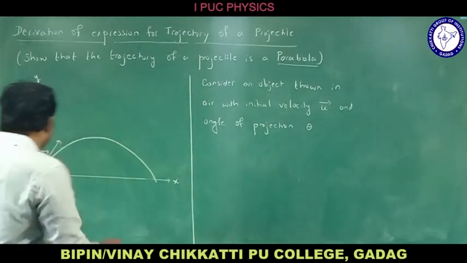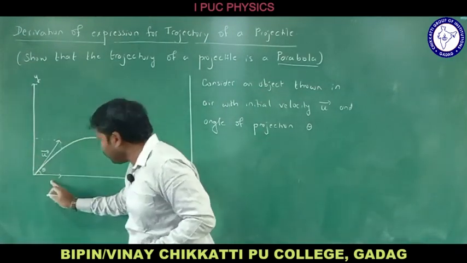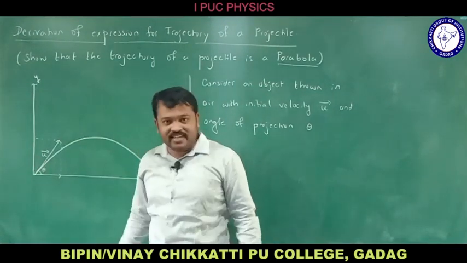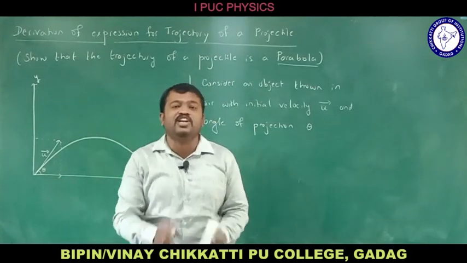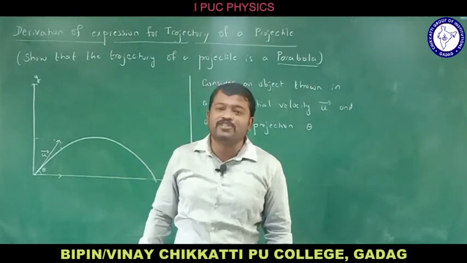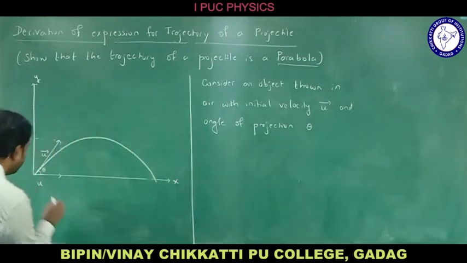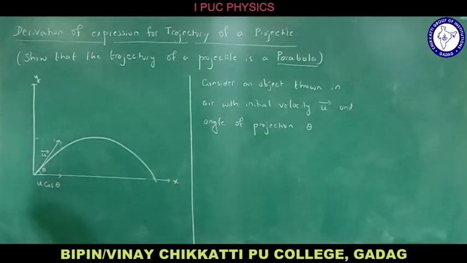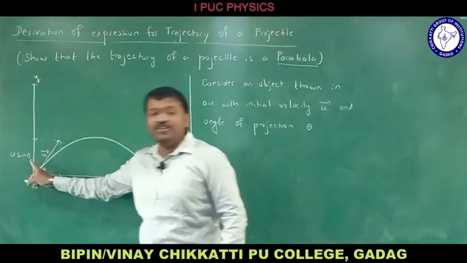Let me split this vector. This vector is split like this. What is the component of u along the x-axis? This is which angle here? Theta. This side becomes which side here? Adjacent side. If it is the adjacent side, which ratio do you need to take? Cos theta. As it is u, I take it as u cos theta. If it is u cos theta, what will this be? This will be u sin theta. This thing you need to understand, right? This will be u cos theta and this will be u sin theta.